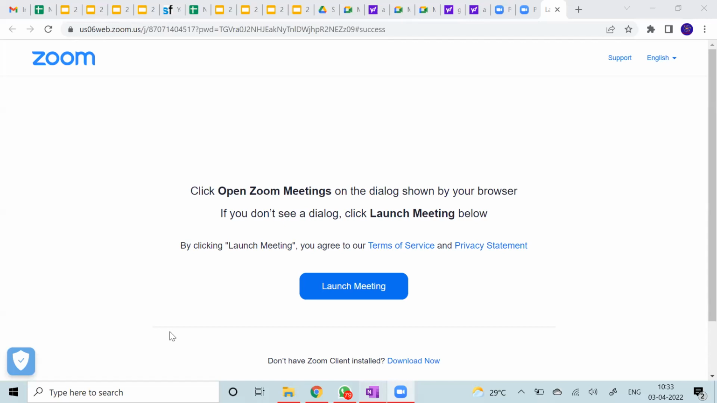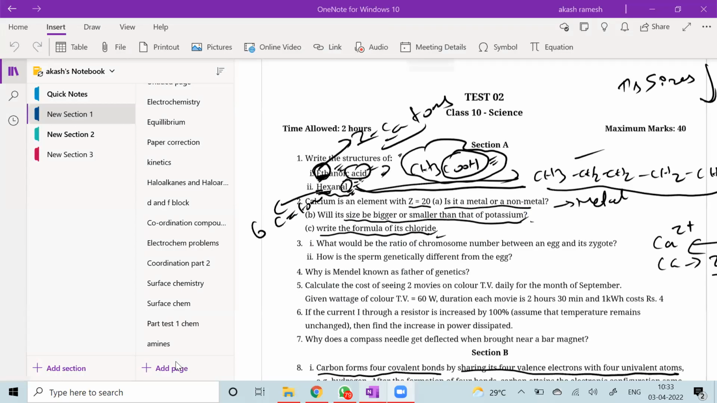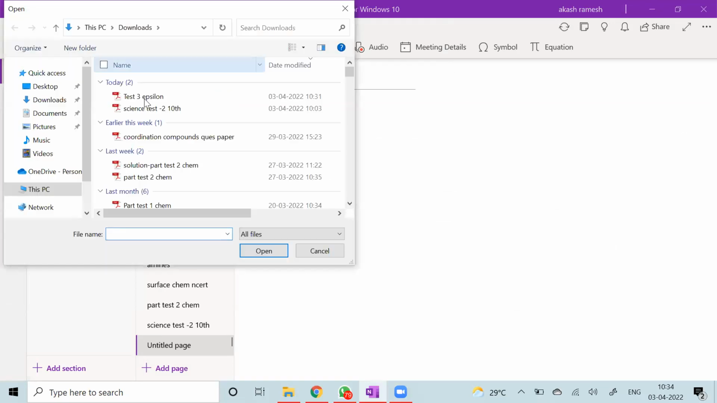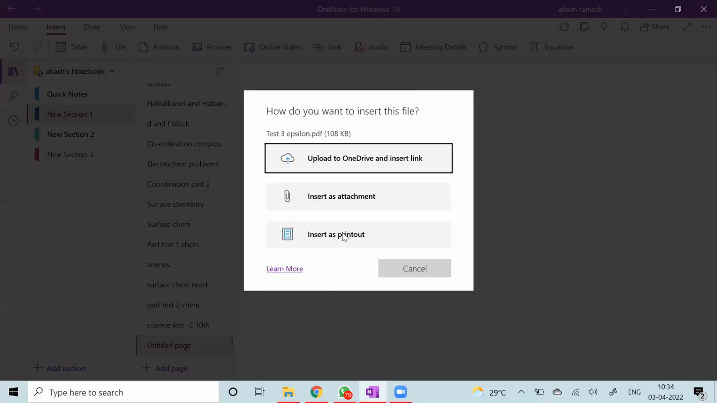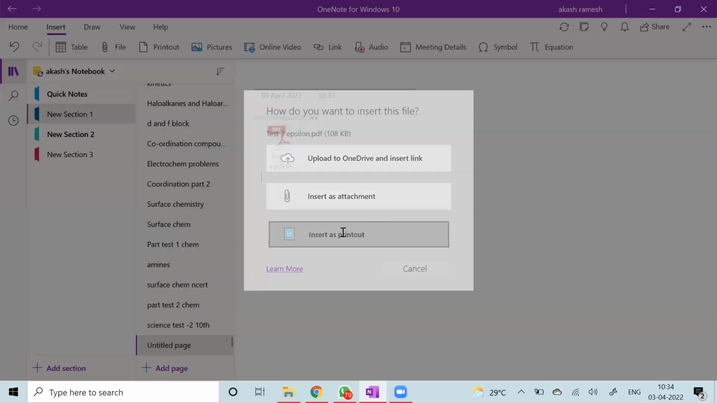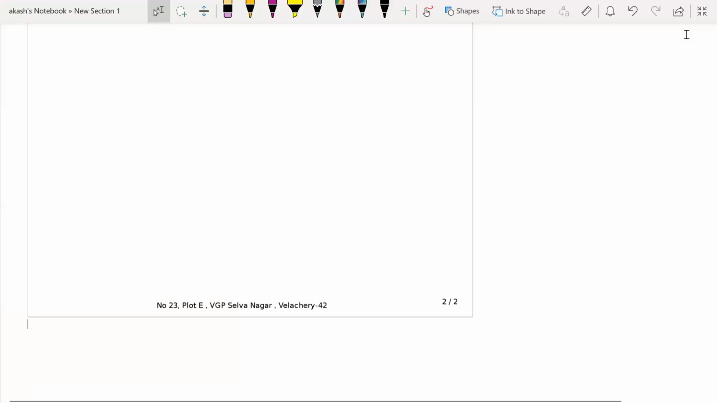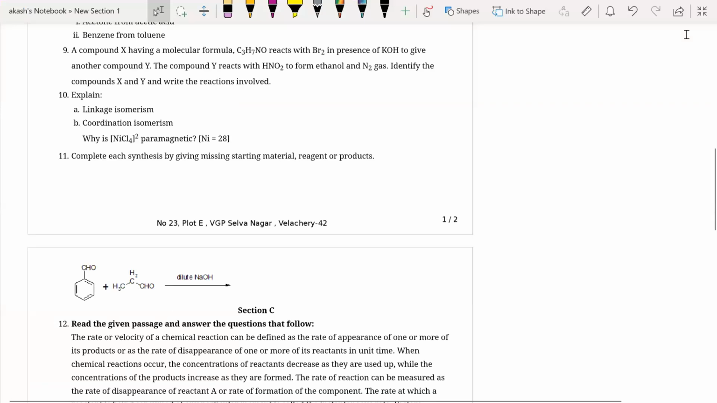Let me share my screen. Just let me add the paper. Okay, so I think this is the paper.